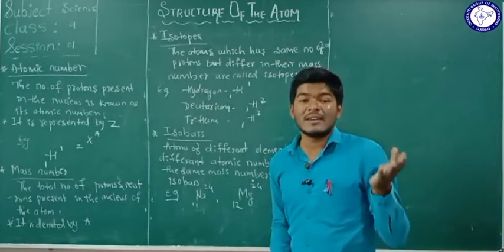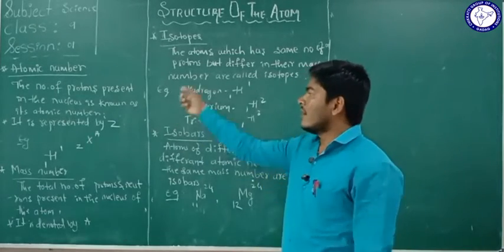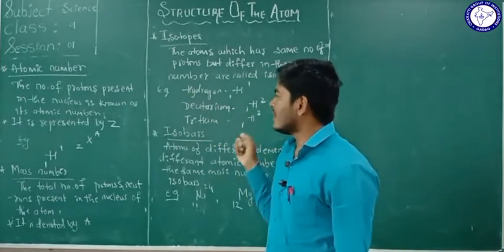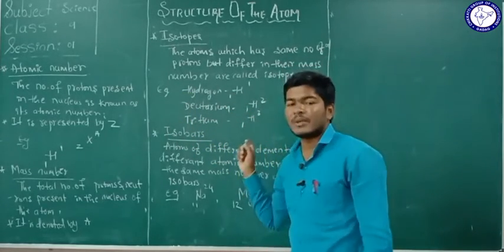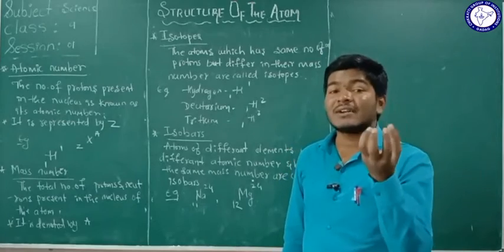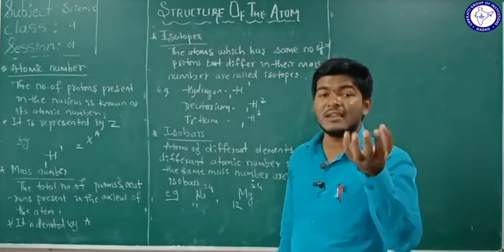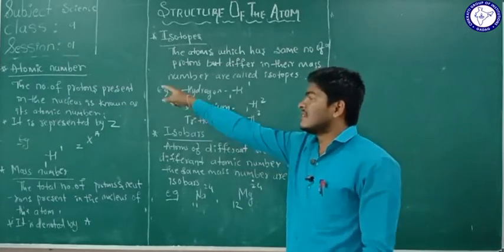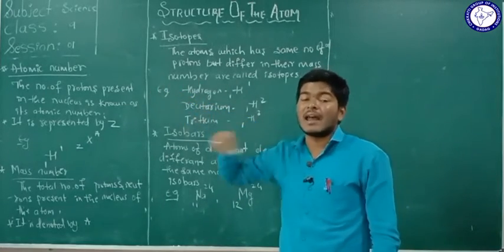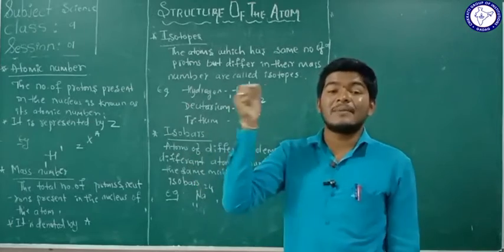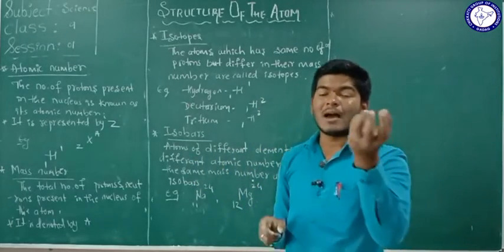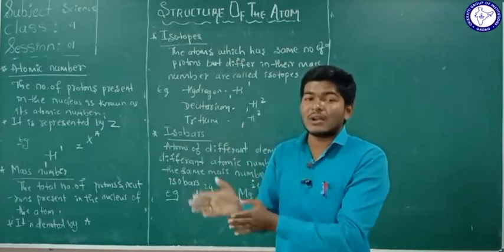What does it represent? What is atomic number? The atomic number is nothing but the number of protons present in the nucleus. That is known as the atomic number, and it also represents the number of electrons present in an atom. Why? Because an atom always has an equal number of protons and electrons.